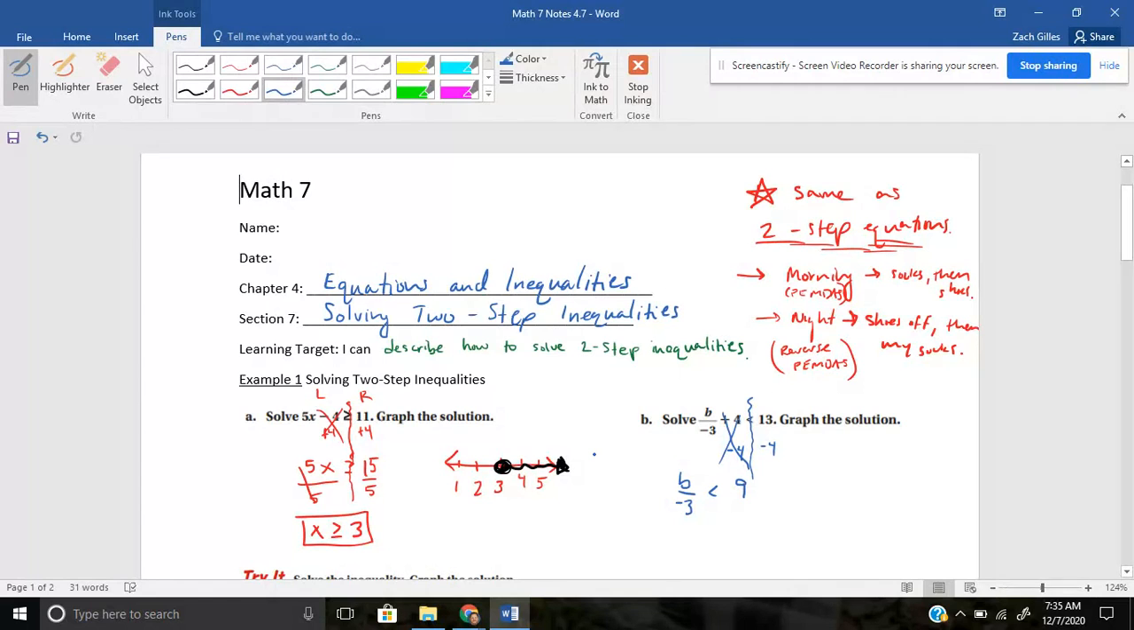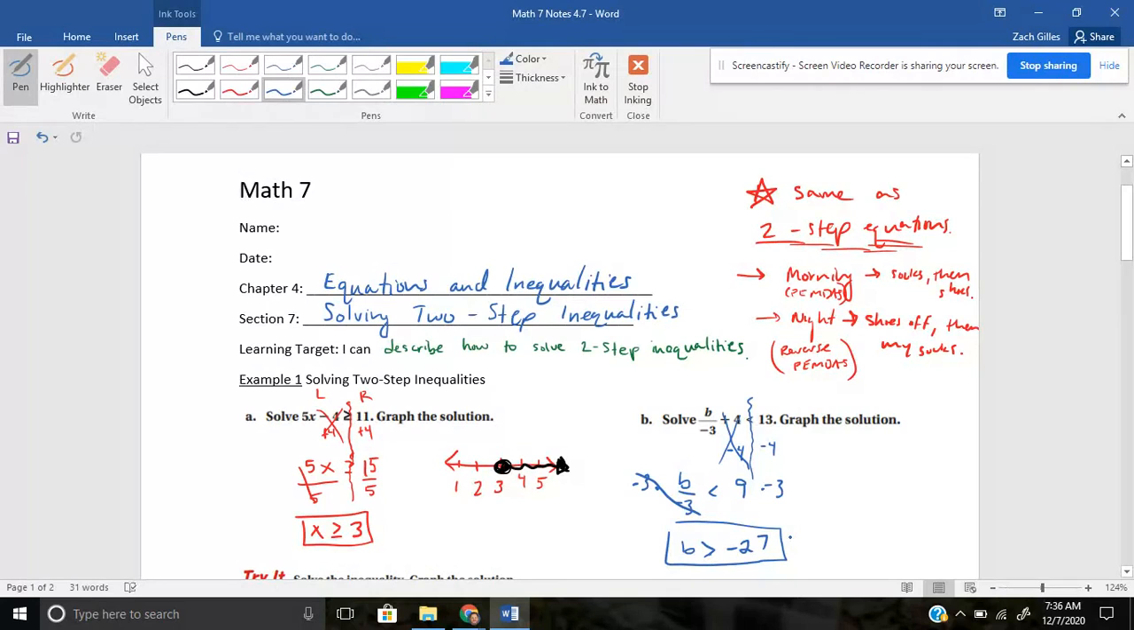And then I have b being divided by negative 3. So to undo that, I would multiply by negative 3 on both sides of my inequality. And remember, from last section we learned this: when you multiply or divide by a negative number while solving inequalities, you need to switch that sign. So b is going to be greater than 9 times negative 3, which would give me negative 27. b is greater than negative 27.